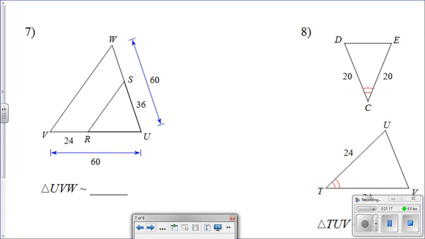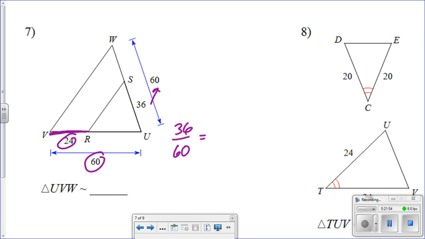All right, let's look at number 7. I don't know anything about the angles, but I can look at the sides. So let's see if they're proportional. So I'm going to do 36 corresponds to 60 as, this is interesting. I can't really say 24 is to 60 because 24 is only this little part, and that's only part of a side of a triangle. That's not even the whole side. So, that's not going to work.